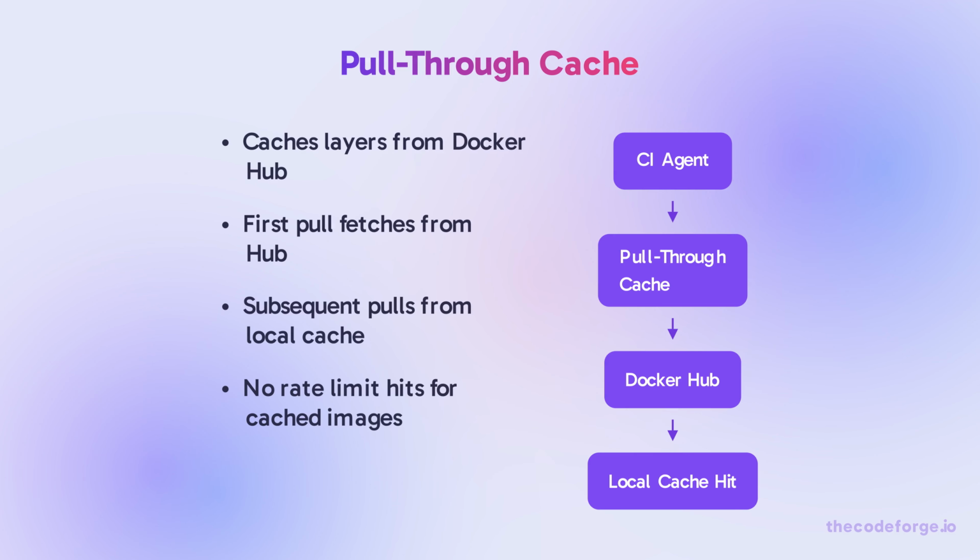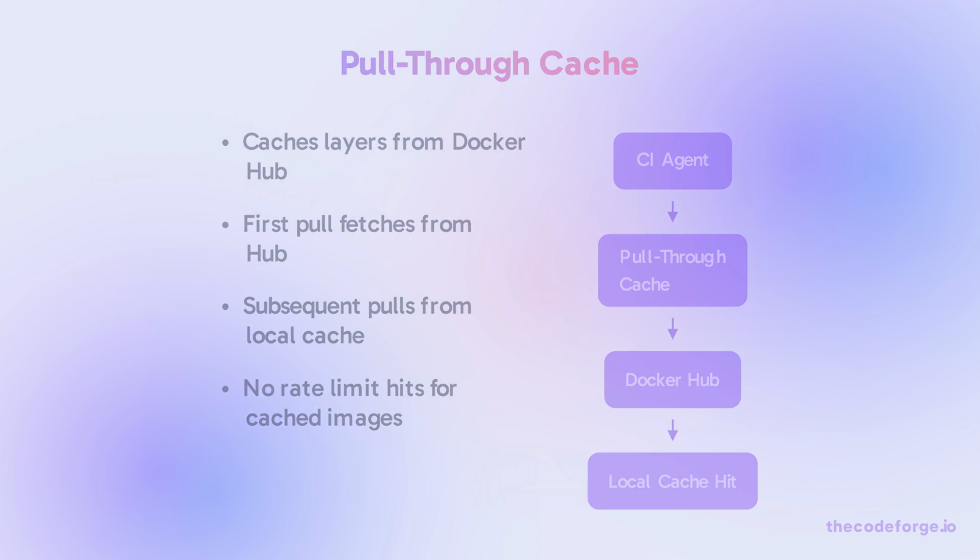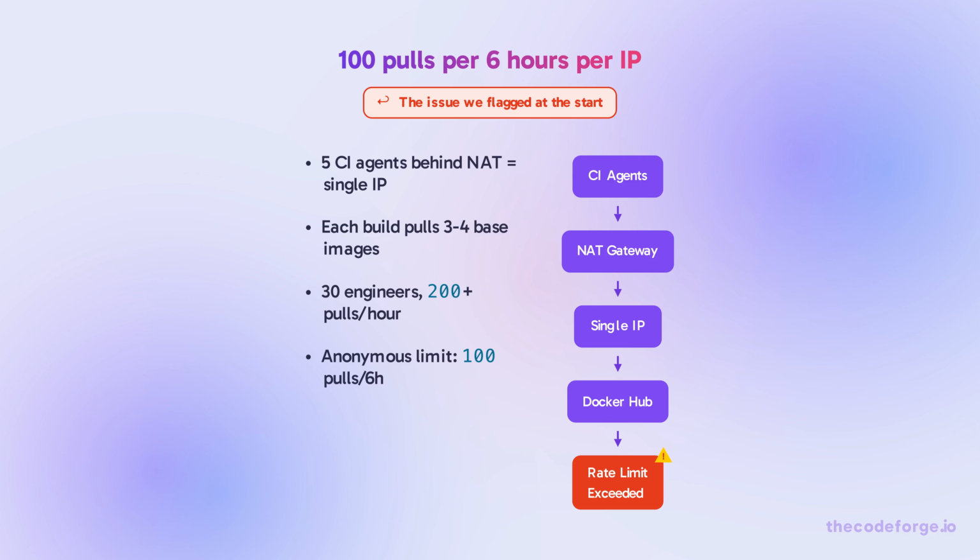A pull-through cache sits between your CI agents and Docker Hub. The first time an image is pulled, it fetches from Docker Hub and caches the layers. Every subsequent pull is served from the local cache, bypassing Docker Hub entirely and avoiding rate limits. This is the same issue we highlighted at the start. Here's exactly why that happened.